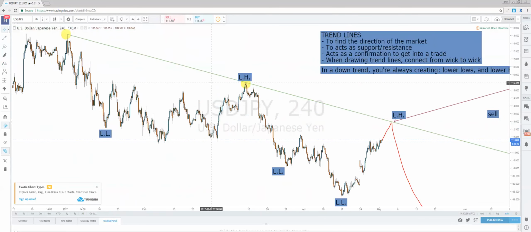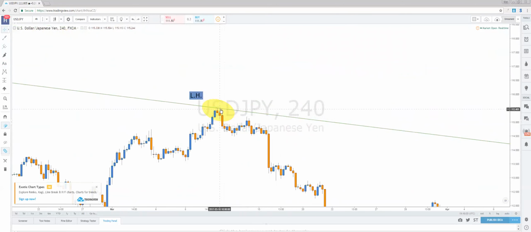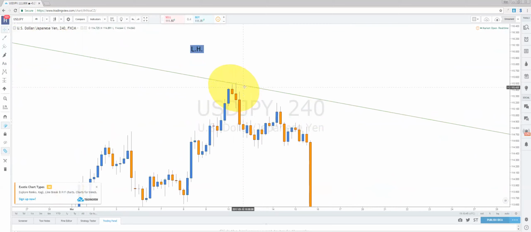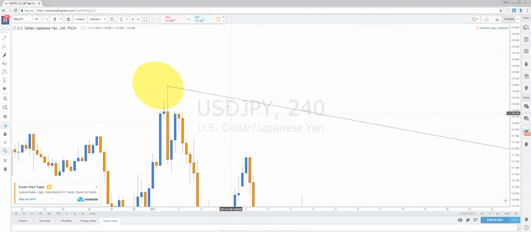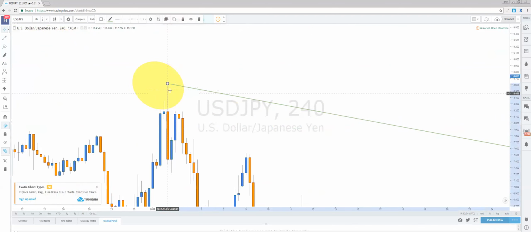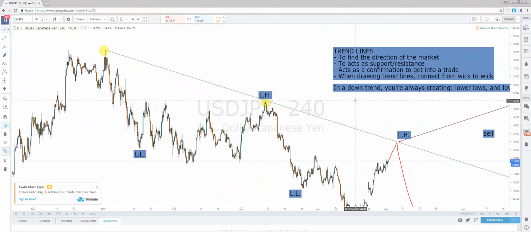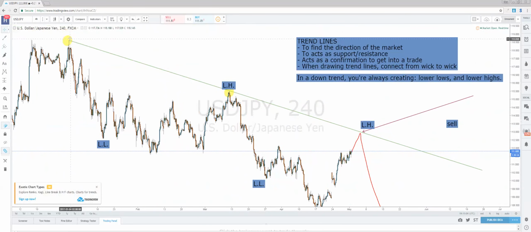And then when you draw them, let me zoom in low here. I want you guys to connect it at the top of the wick. Okay, see how my green line intersects the wick, which are the black thin lines at the very top. I want you guys to make sure that it touches the wick. Okay, up here, make sure it touches the wick. So that's a downtrend. That's a downtrend line. Creating lower lows, creating lower highs.